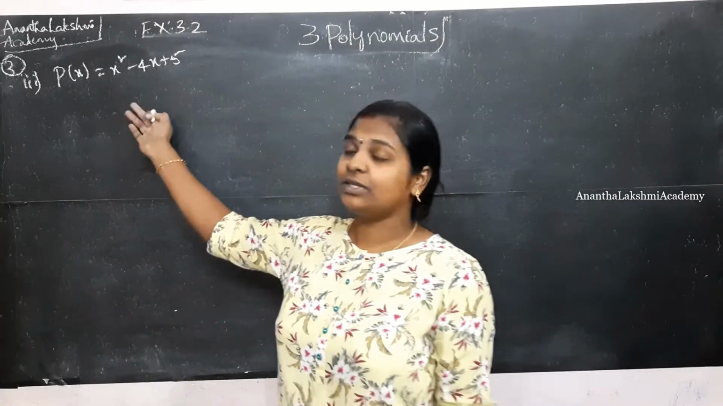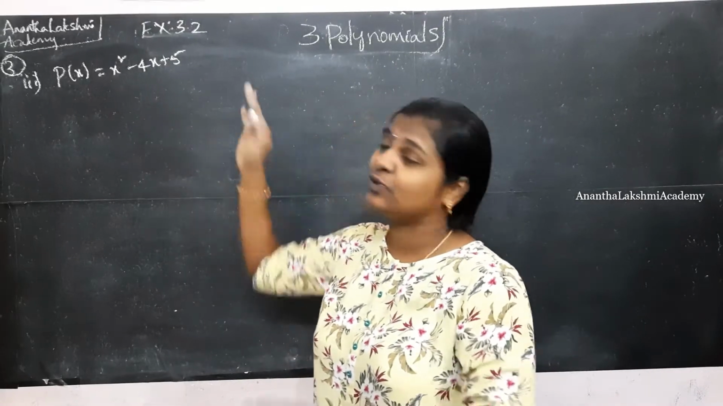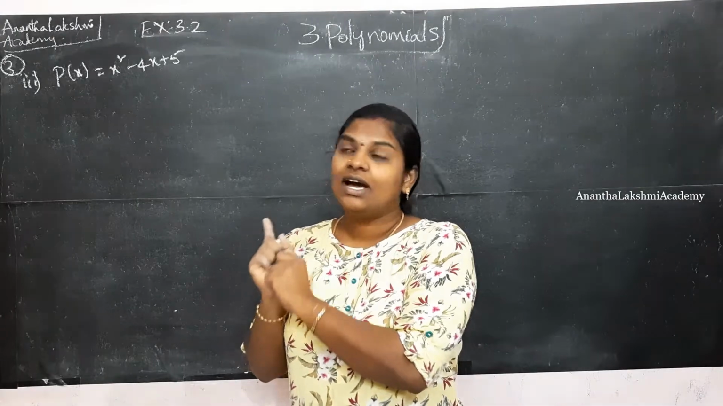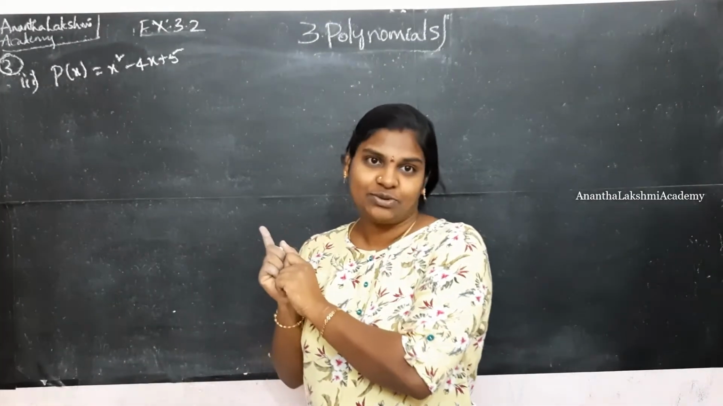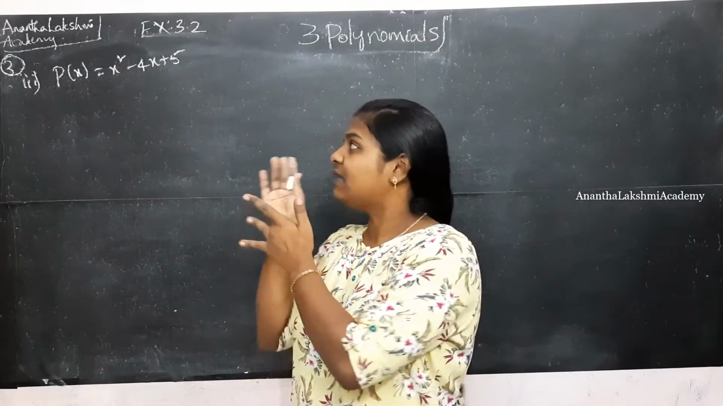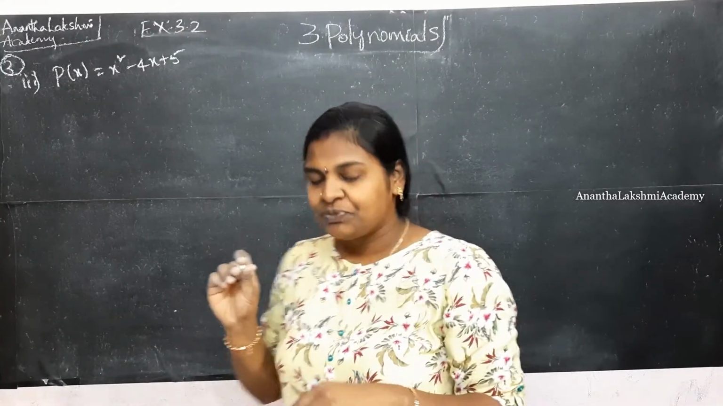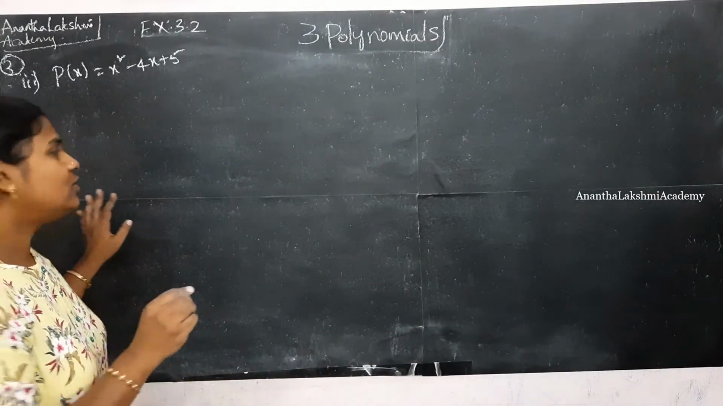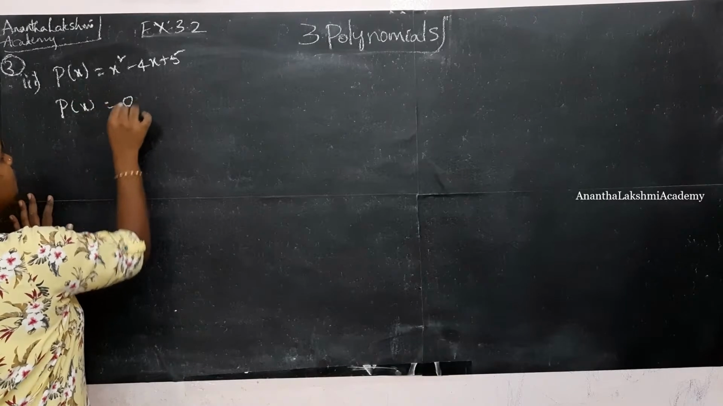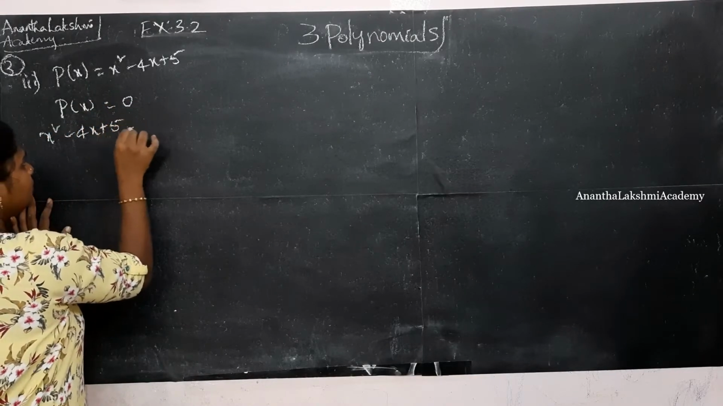Here I'm going to start the third problem, which is p of x is equal to x square minus 4x plus 5. So this is the problem I was talking about, polynomial without zeros. We have to figure out how it has no zeros, and we have to justify the same using the graphs. In order to figure out the zeros using the factorization method, p of x is equal to 0, so x square minus 4x plus 5 is equal to 0.